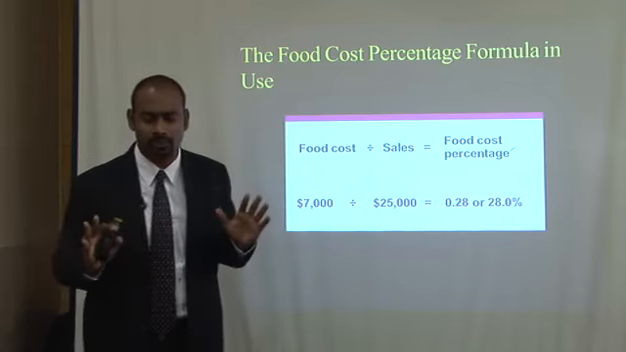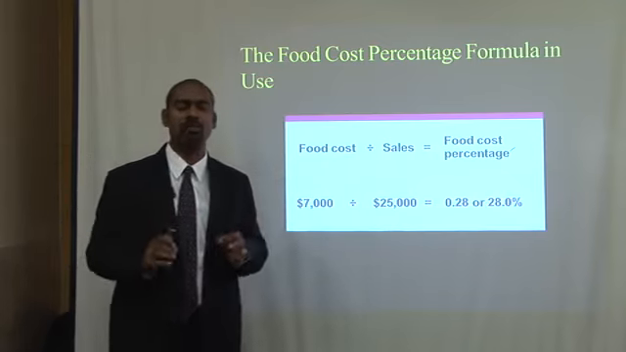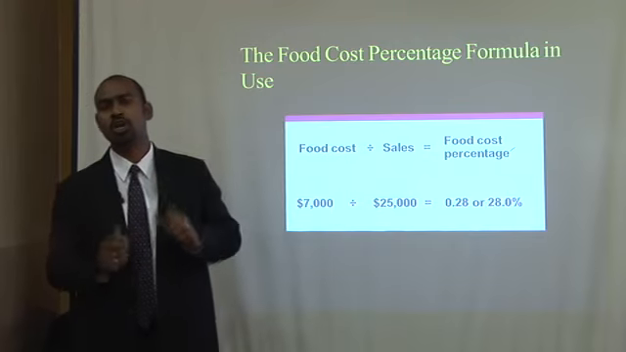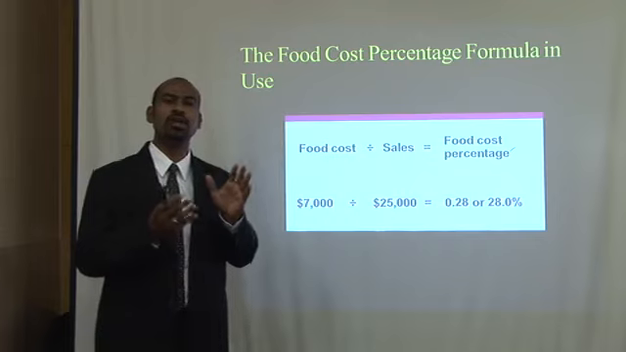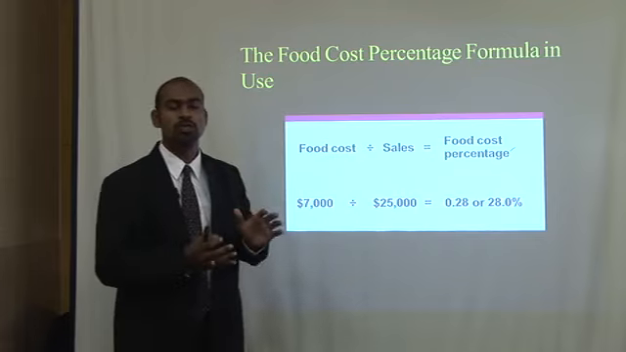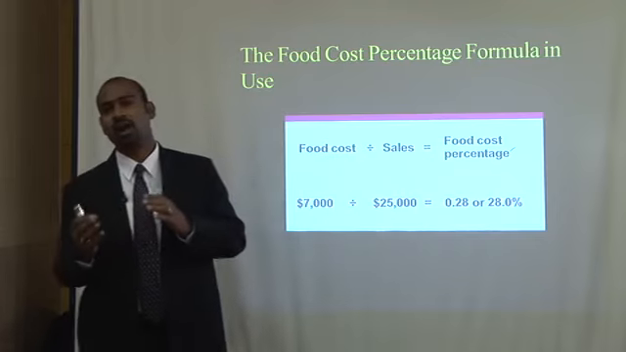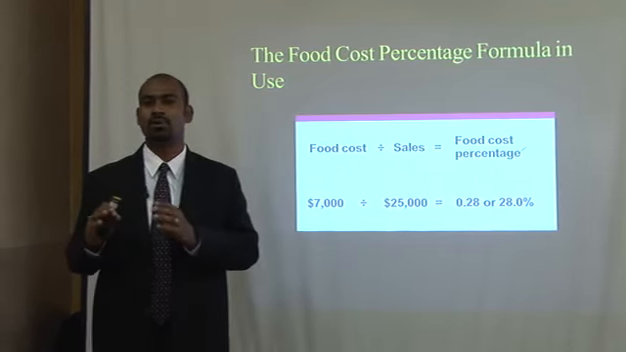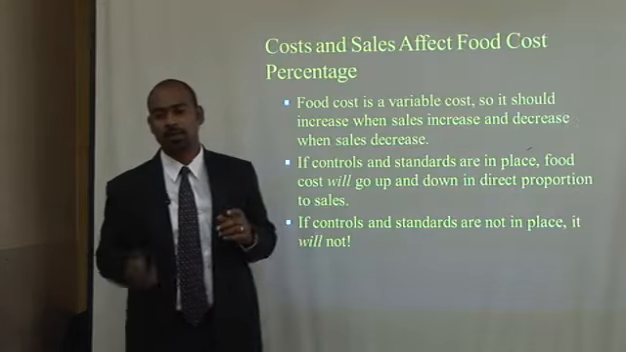This is a very simple manner. Again I want to explain. For example, your sale is 100 rupees. Out of 100 rupees you have used 28 rupees for your food. So 28 divided by 100 into 100 equals 28%. This is the food cost percentage formula.